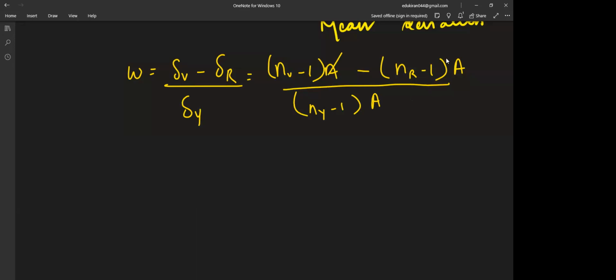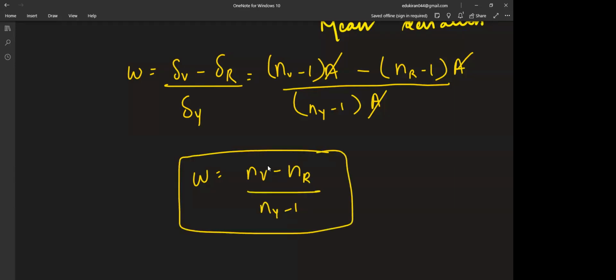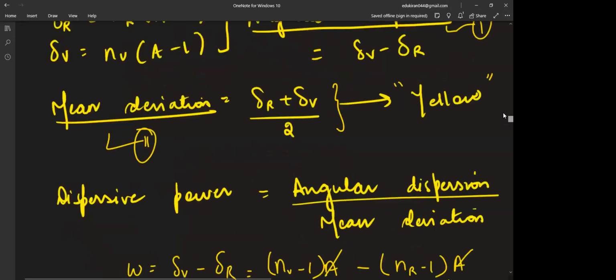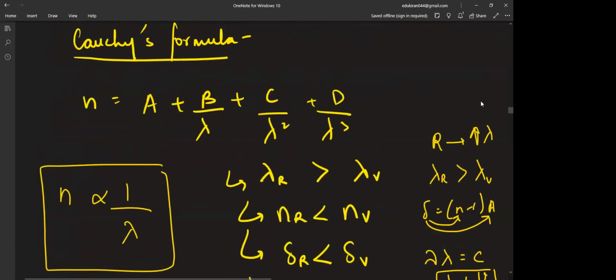So see, from all of these, the angle A will be cancelled because you take A common from here. A is already here, so A and A will be cancelled. So what are we left with? (NV minus NR) divided by (NY minus 1). Remember, this is for violet, this is for red, and this is the refractive index of yellow. Dispersive medium and all I'll tell you, but write it down first from Cauchy's formula.